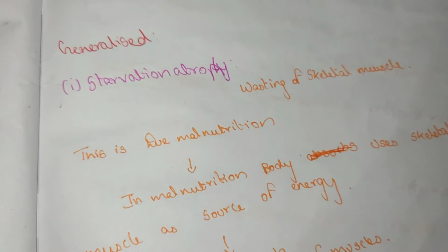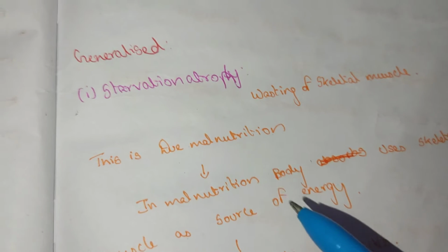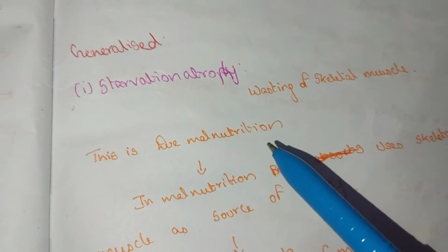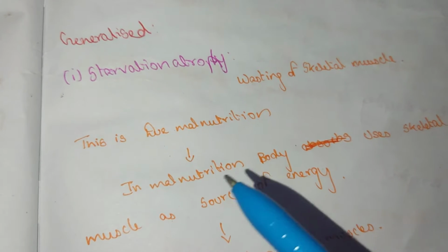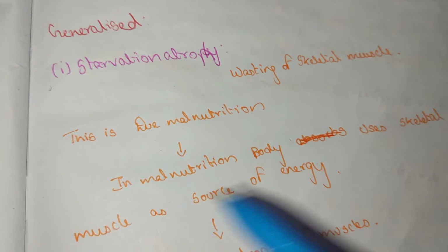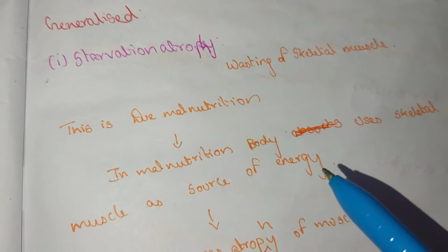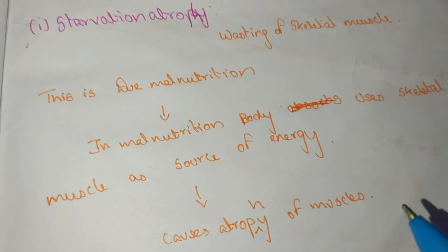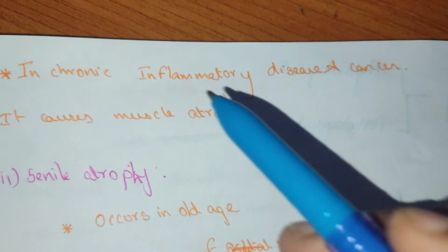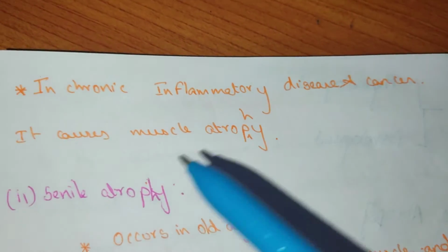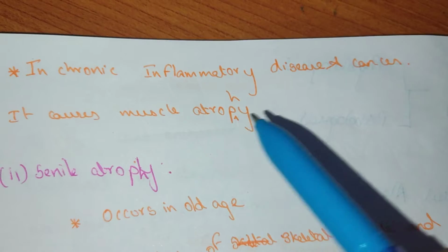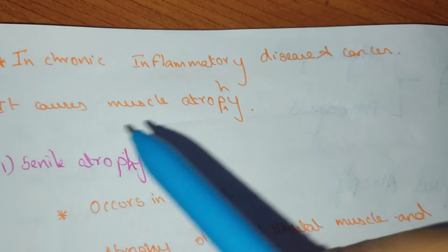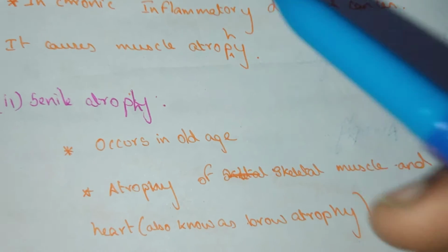the body uses the skeletal muscle as a source of energy. Due to malnutrition, there is no energy present in the body, so the body uses the skeletal muscles as a source of energy. So it causes atrophy of muscles. In chronic inflammatory disease and cancer, it also causes muscular atrophy.